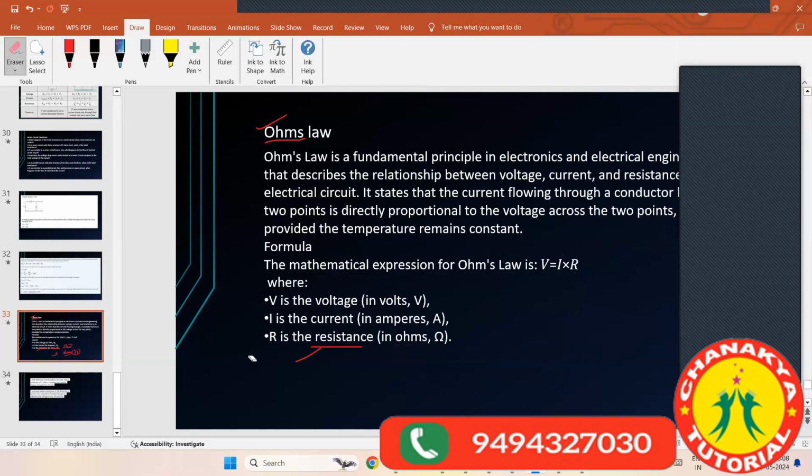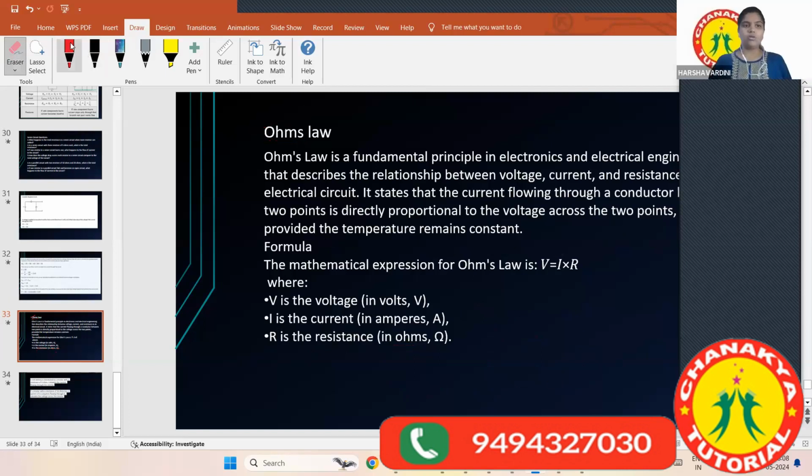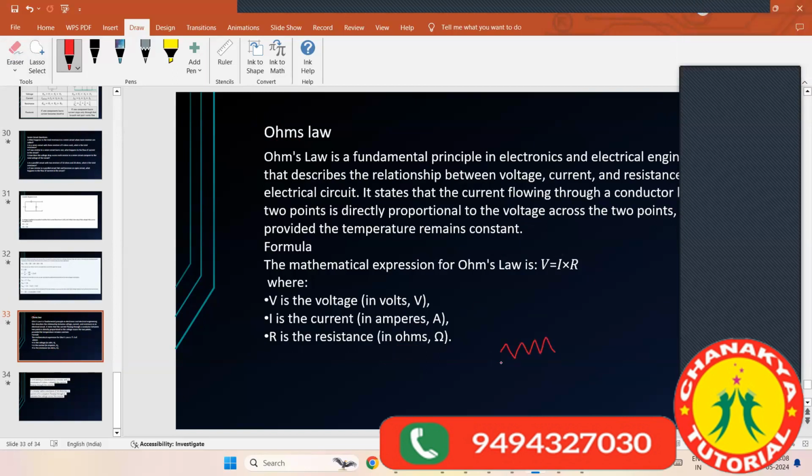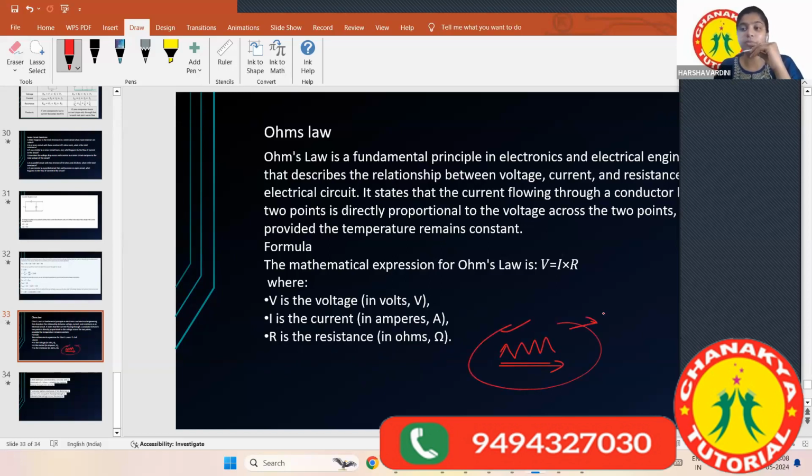Ma'am, in the circuit diagrams? No, not in the circuit diagram. The circuit diagram representation of resistance is like this. It is the resistor. The resistor will have some value of resistance, right? Resistance is calculated with the help of the unit ohms.